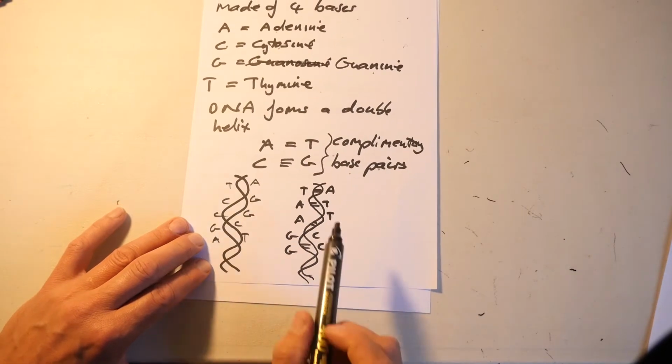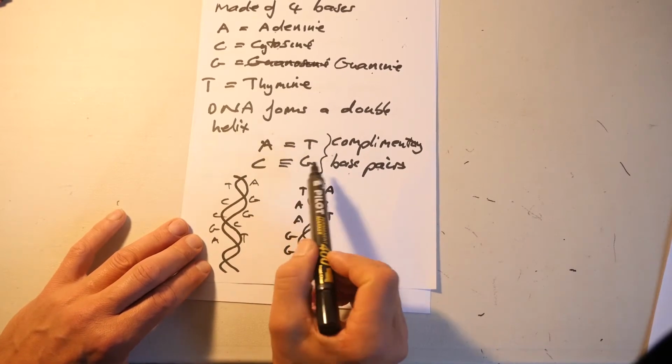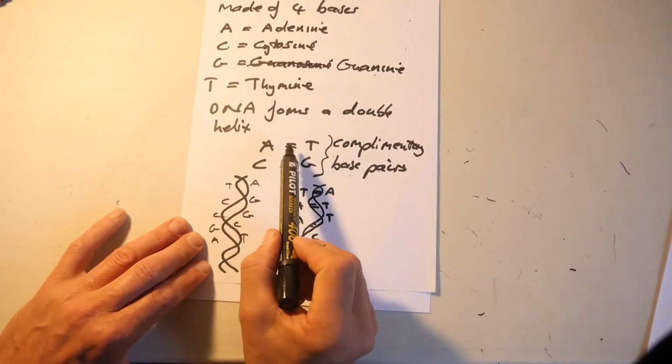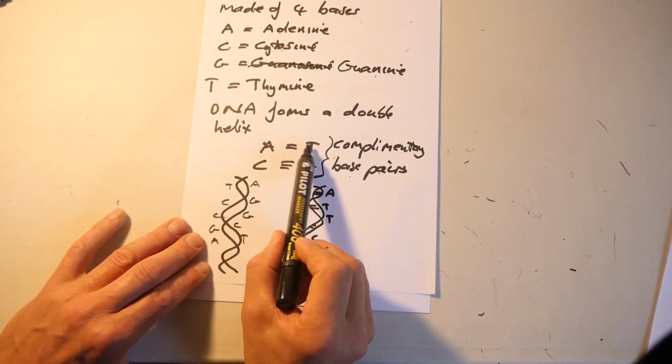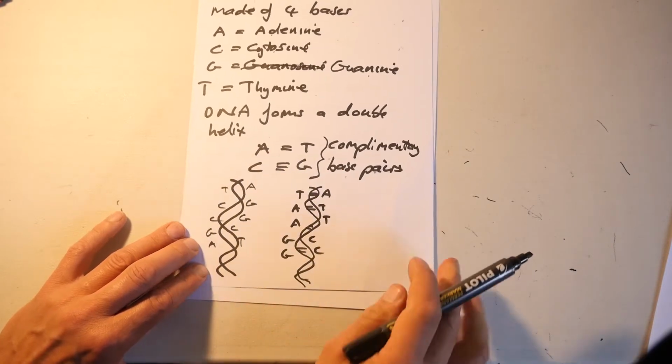Okay? Adenine bonds with thymine, cytosine bonds with guanine. These are complementary base pairs. These form 2 bonds between them, these form 3 bonds between them, okay?